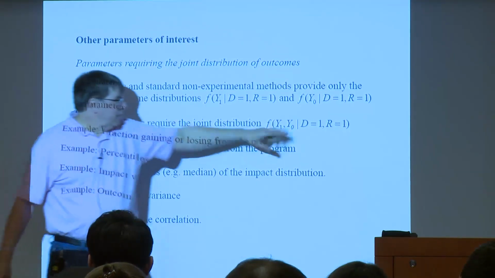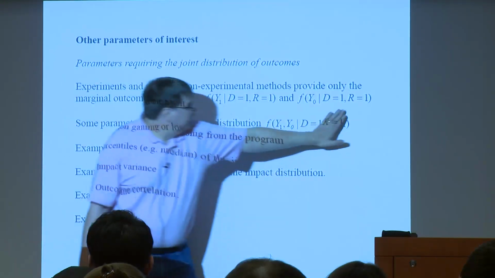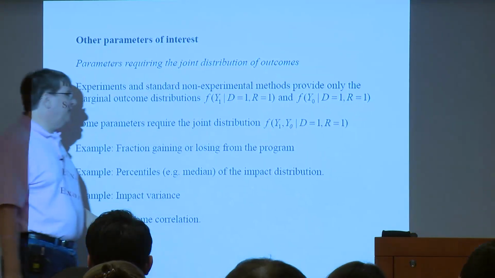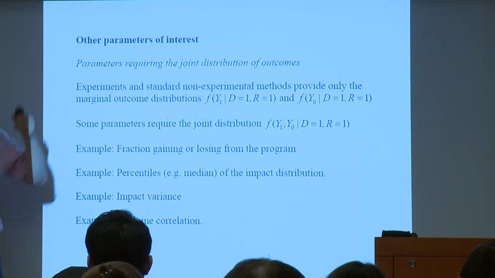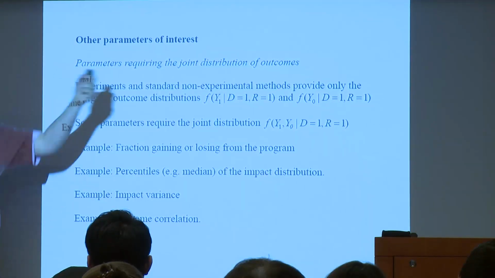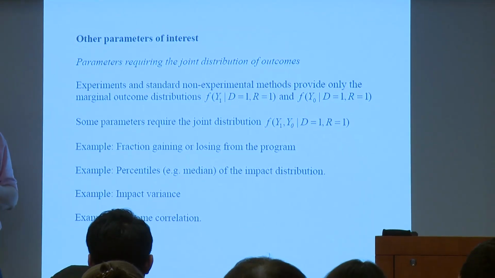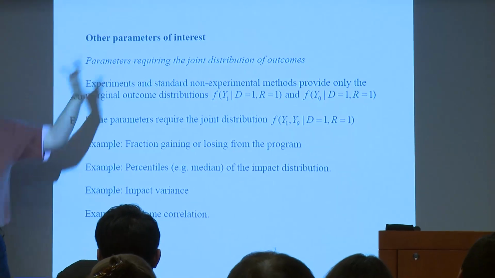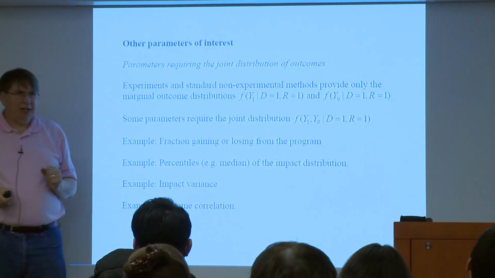There's also lurking in the background a joint distribution, and there should actually be no r there. That's very bad. The joint distribution gives me the relationship between the treated outcome and the untreated outcome. Do units that have good treated outcomes also have good untreated outcomes?